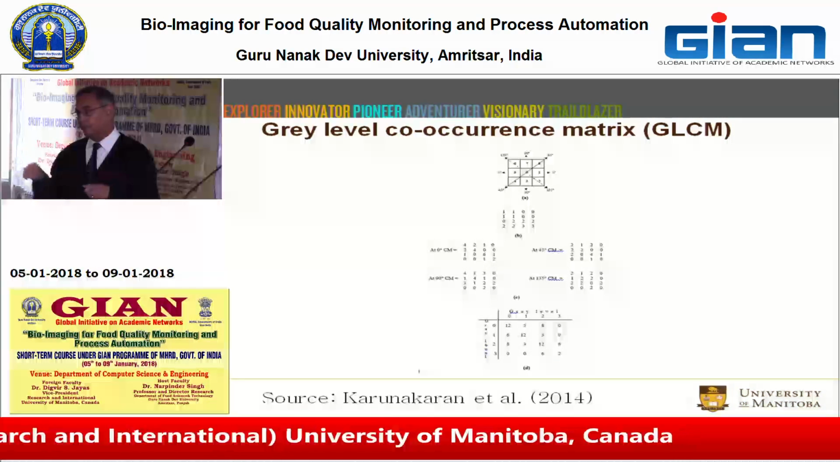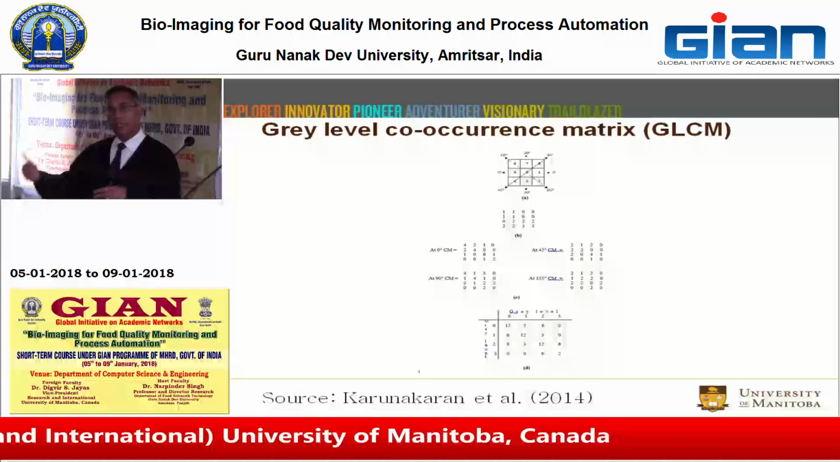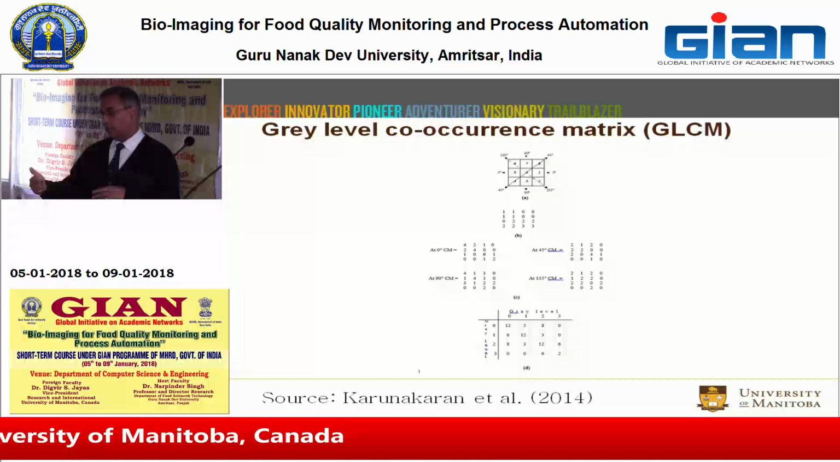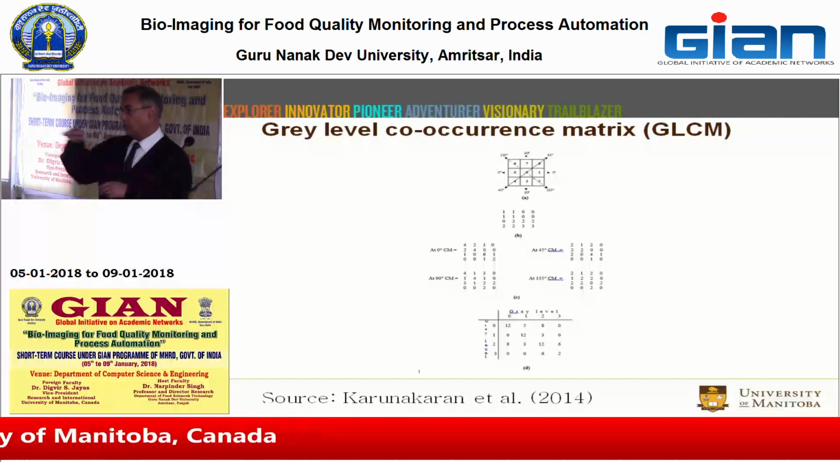And then you do that in the horizontal direction, you do that in the vertical direction, as well as on the diagonals, 45 and 135 degrees. So in 4 directions you do that assessment of how these pixels are distributed. Using that, then you calculate the GLCM.